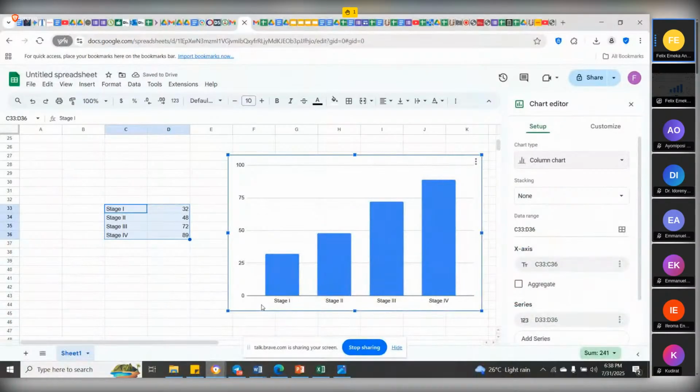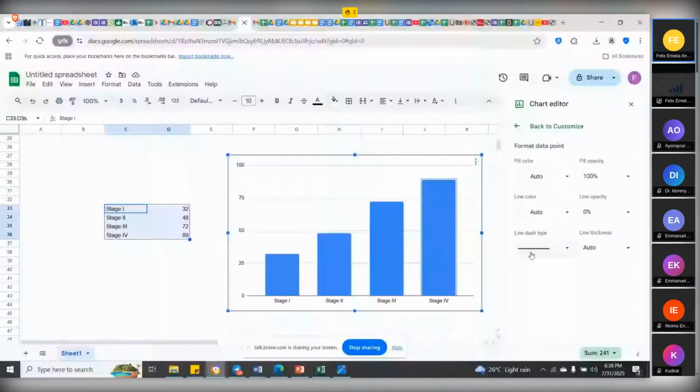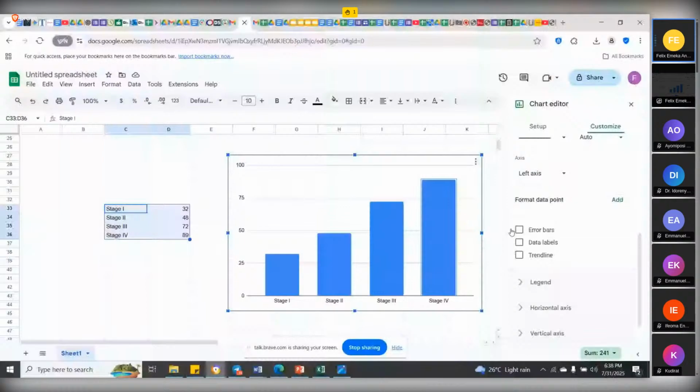So you have your stage 1, stage 2. So it just shows that as the stages are increasing, the numbers are increasing. So what do you do next? You need these numbers inside this chart. So what do you do? You double click on it, and you go down. You will see format data points.